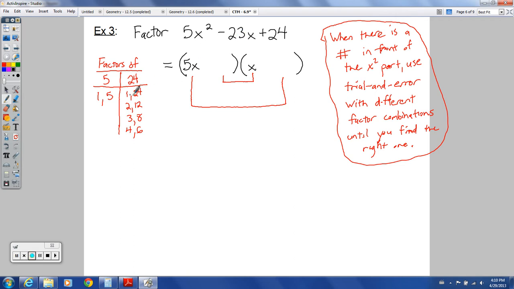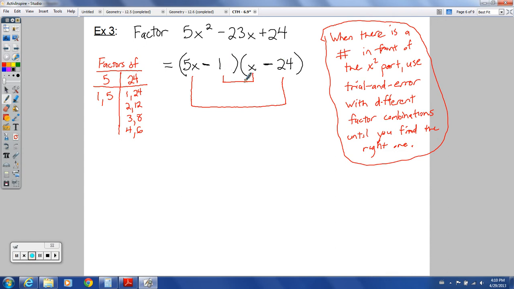So let's just try the first thing I see here. I know that the only way to get a positive here but a negative here is if these were both negative signs. So I can at least establish that much. That has to be true. That's the only possibility, only way to get a positive product but a negative sum. So these values, if I put in a 1 and a 24, don't write that down yet. Let's see if it works.